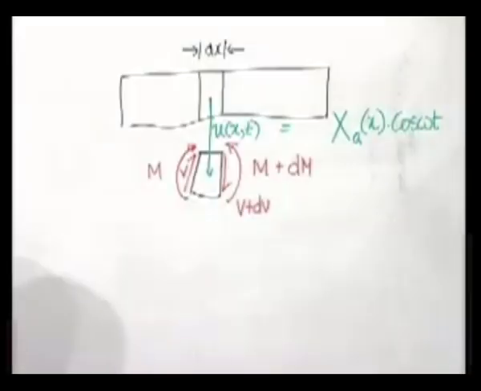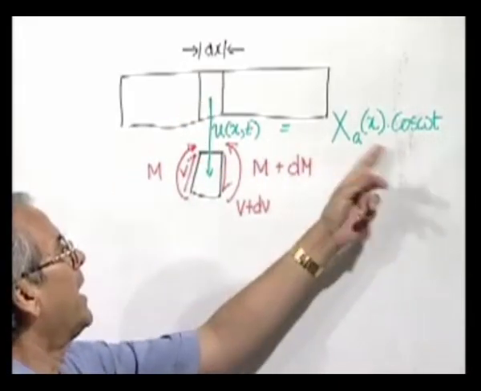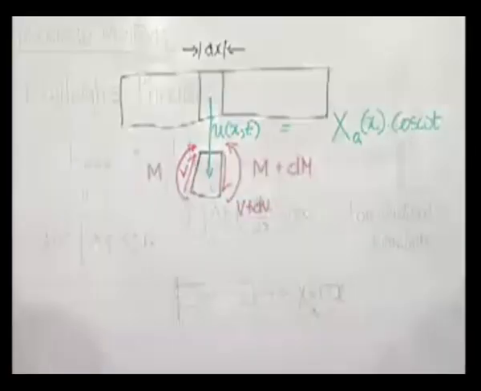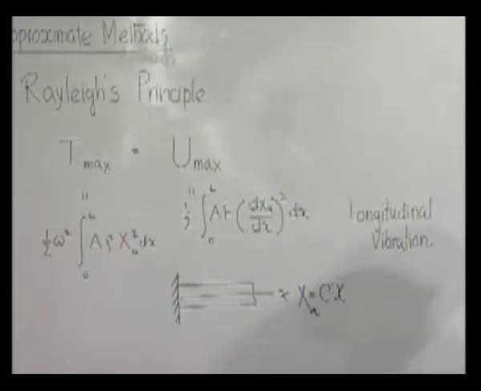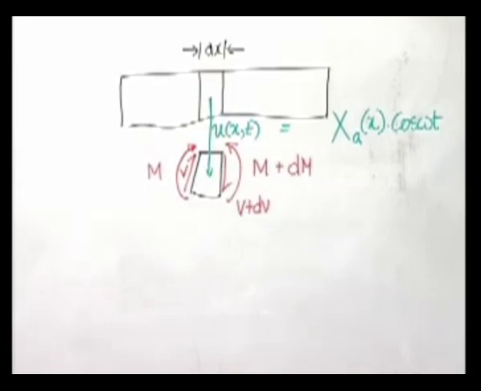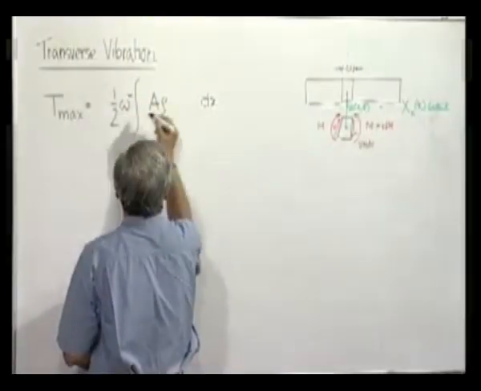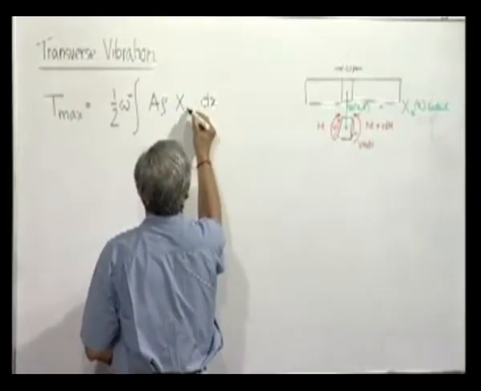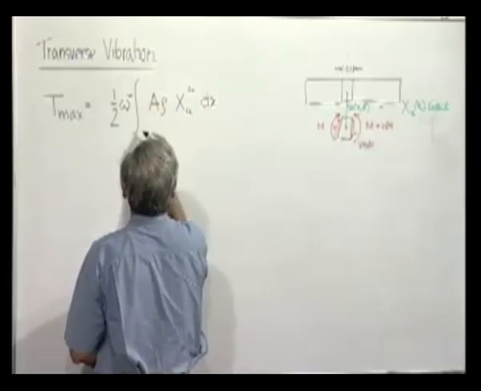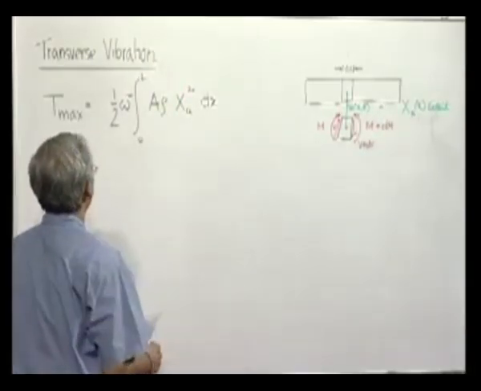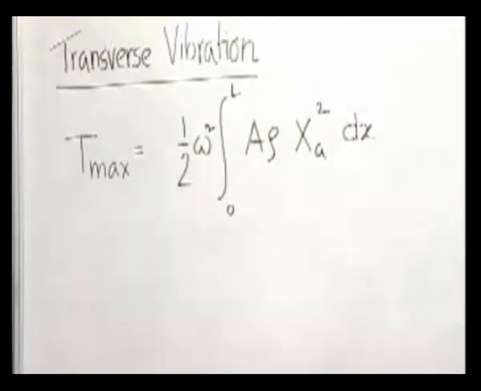Now in this case, the velocity, the maximum velocity, will be same as omega Xa, and so the square of that will be, mass will be A dx into rho, then half into velocity square for the whole member. So that will remain same as we had in this case.